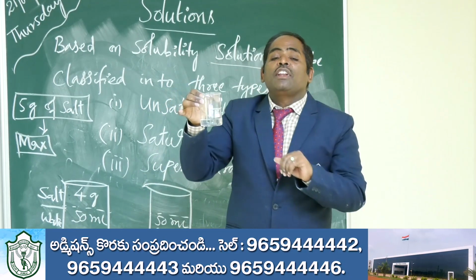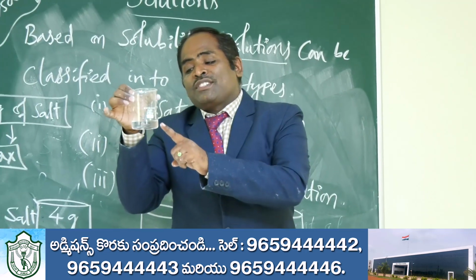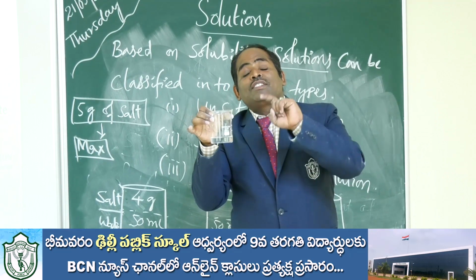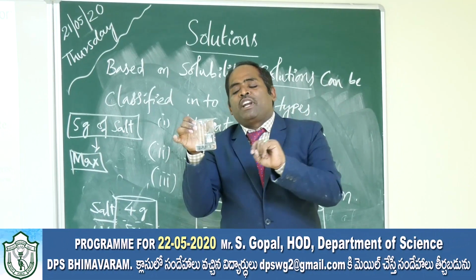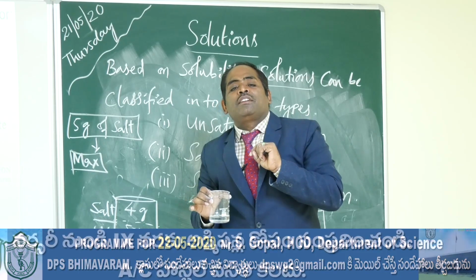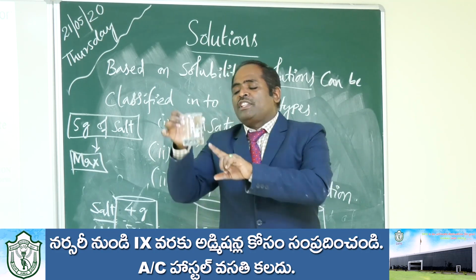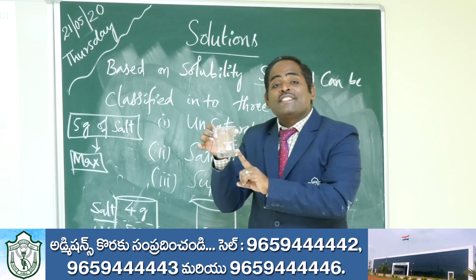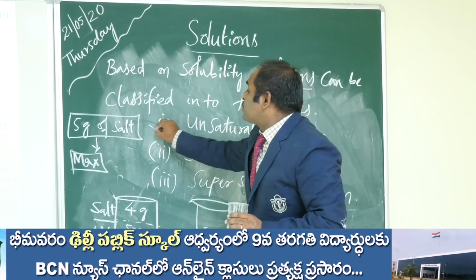Some more salt can be added here because the water is not satisfied with the salt. Once the water is not satisfied with the salt, that is called an unsaturated solution. If the maximum amount is 5 grams, but we have added only 4 grams, some more salt can be added. There is space between the water molecules, and the water is not satisfied with the salt. That is the reason such solutions are called unsaturated solutions.